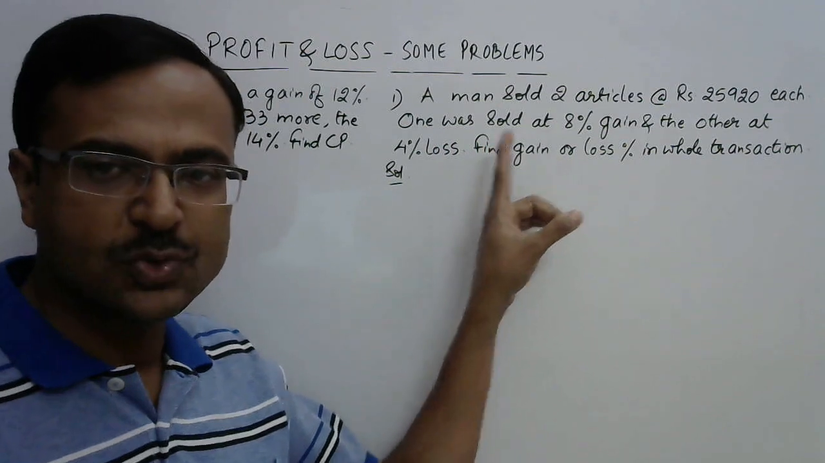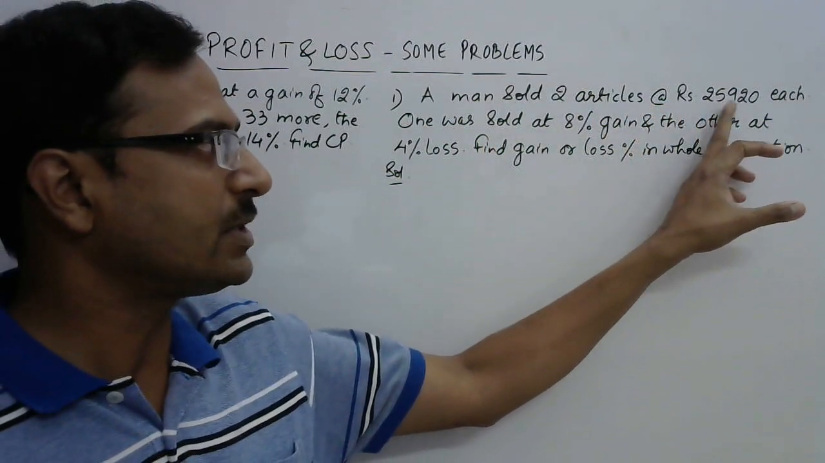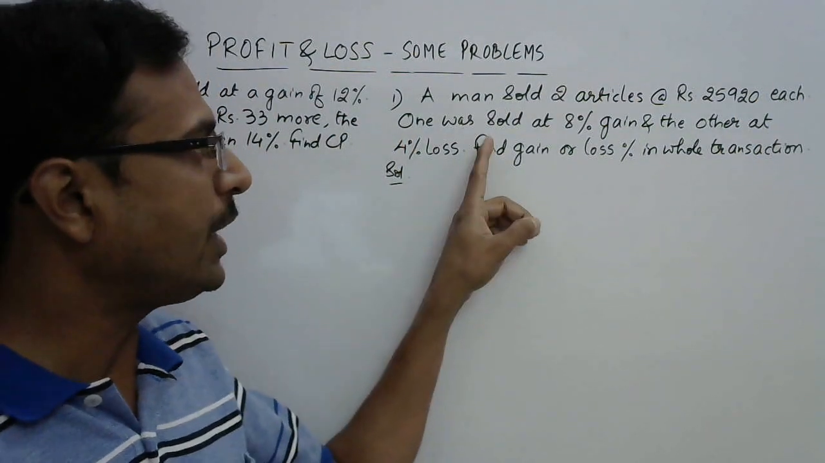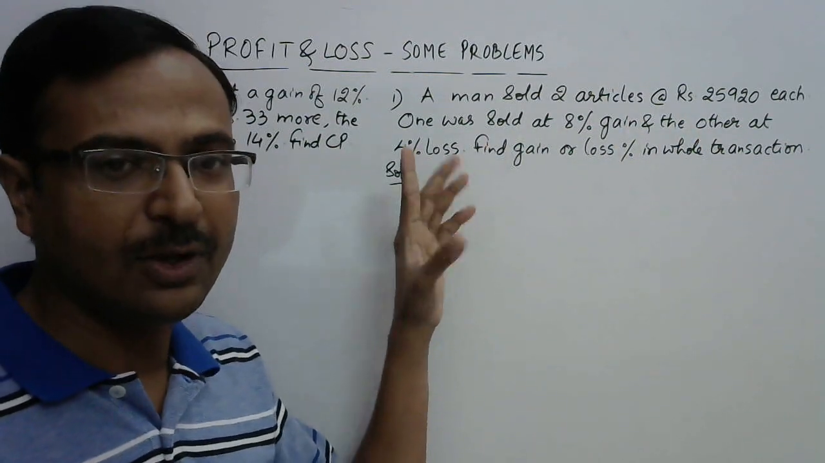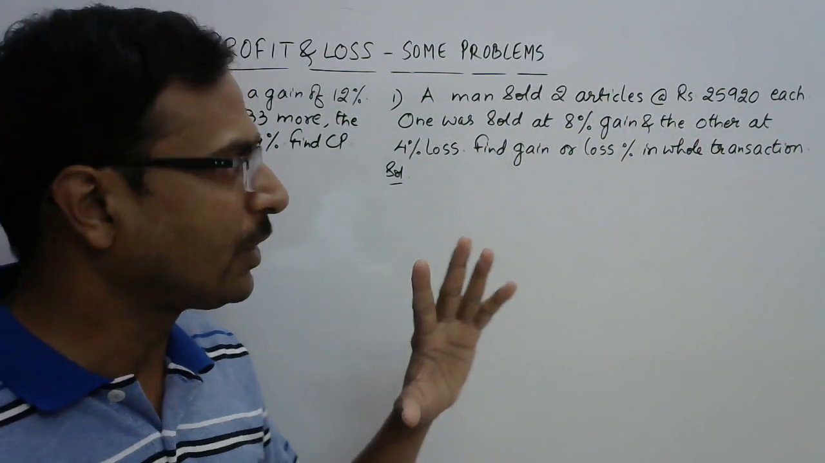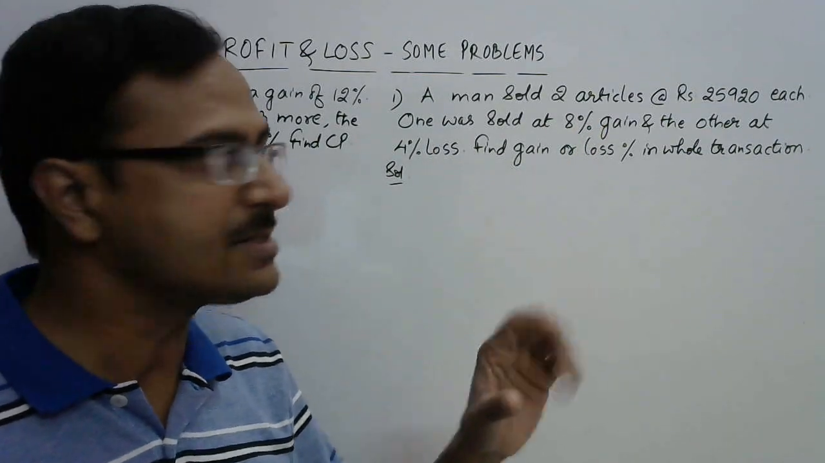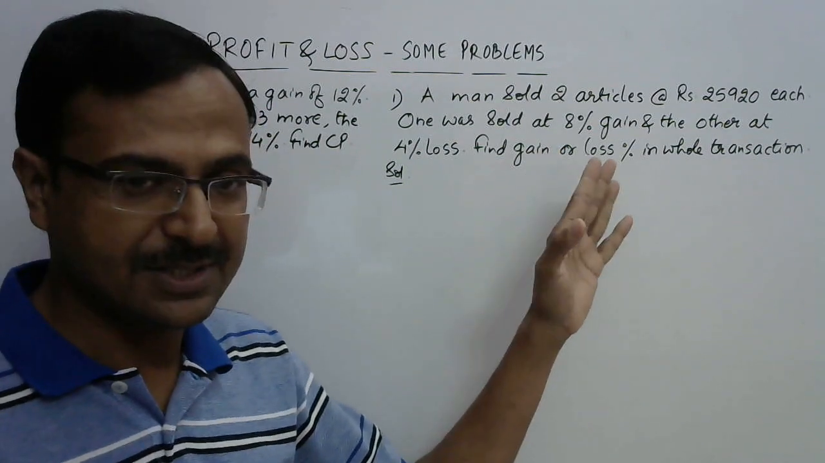A man sold two articles at the rate of rupees 25,920 each. One was sold at 8% gain and the other at 4% loss. So you are given the percentage gain or the percentage loss on the articles, and you need to find the overall gain or loss percent.